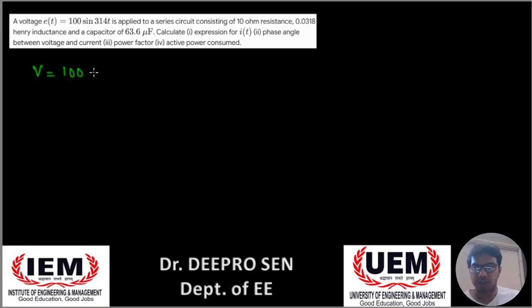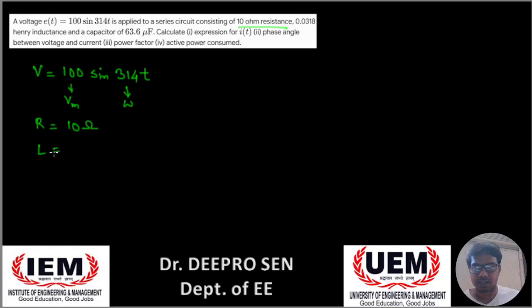as usual, we'll be jotting down the given values and doing a minor analysis on it. So voltage is given by 100 sine 314t. That means Vm is 100 and omega is 314. The resistance is given as 10 ohms. You can see here 10 ohm resistance.